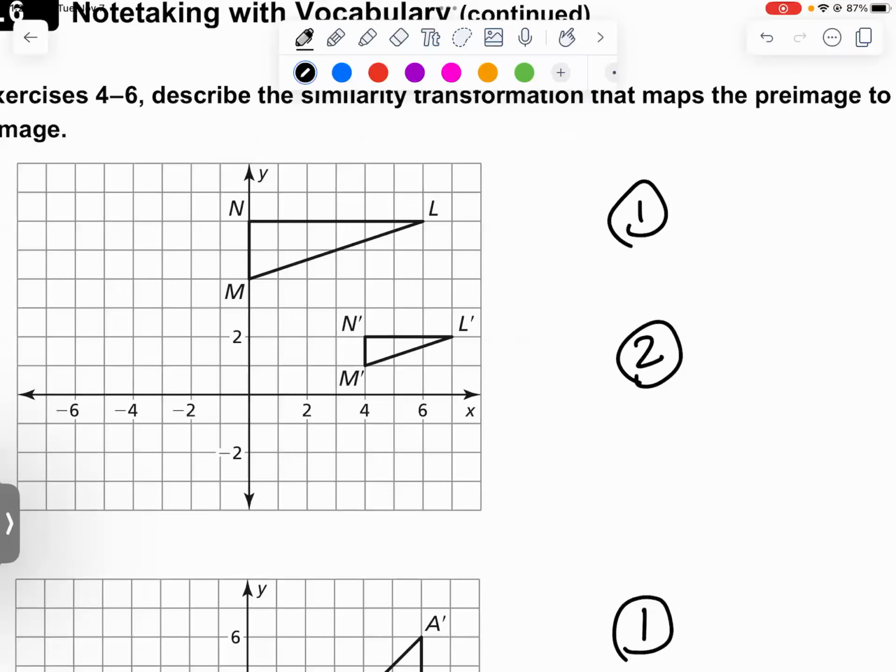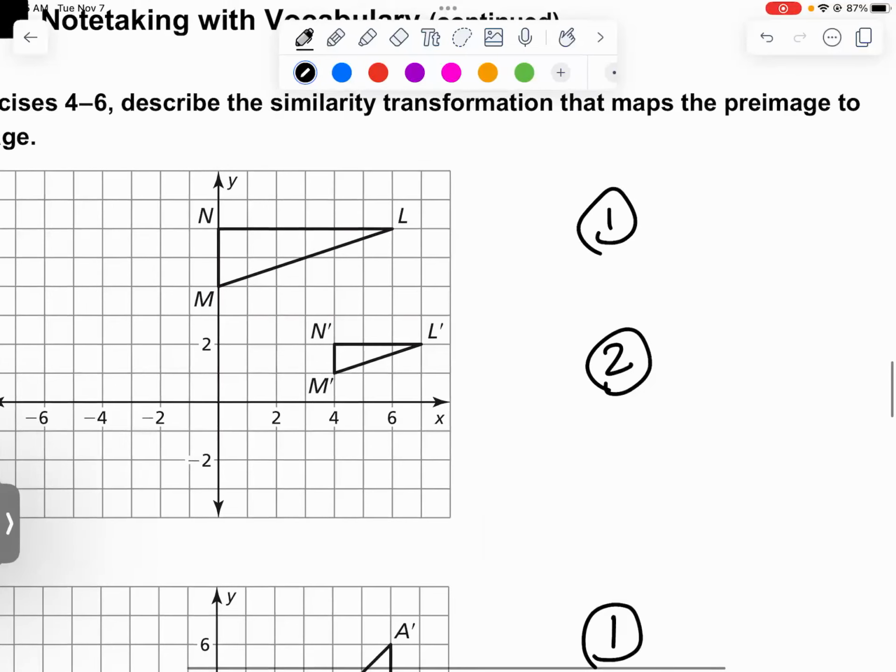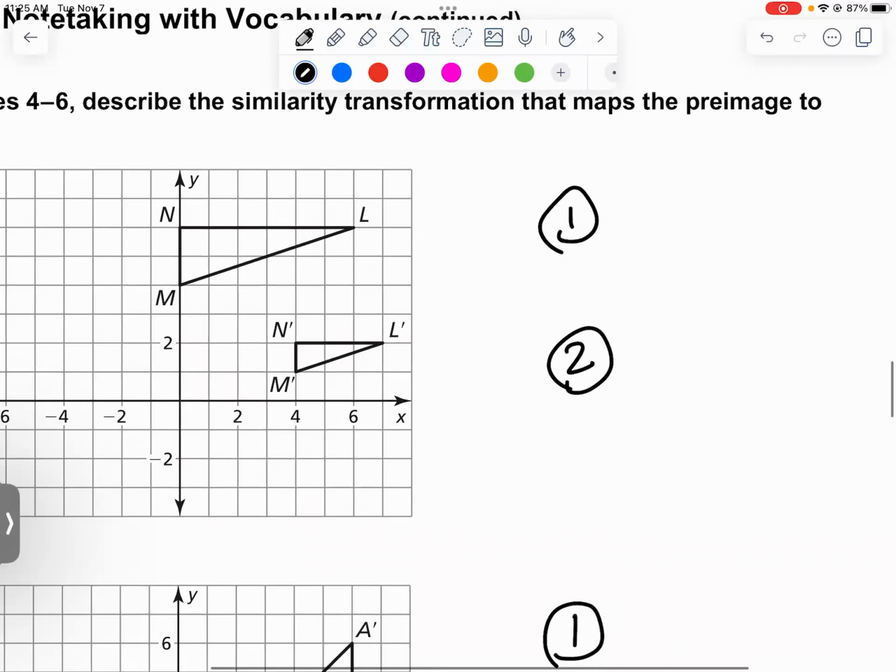All right, we're gonna talk about these. I know maybe you're not all the way done with them. Okay, are the image and pre-image in number one congruent figures? No. They're not congruent. Are they the same size? No, which means we have a dilation.